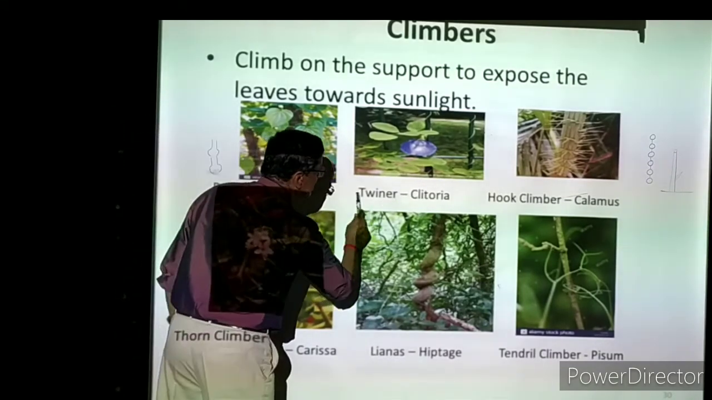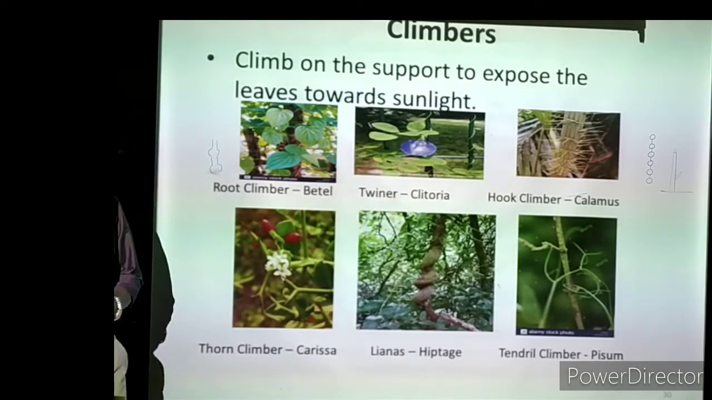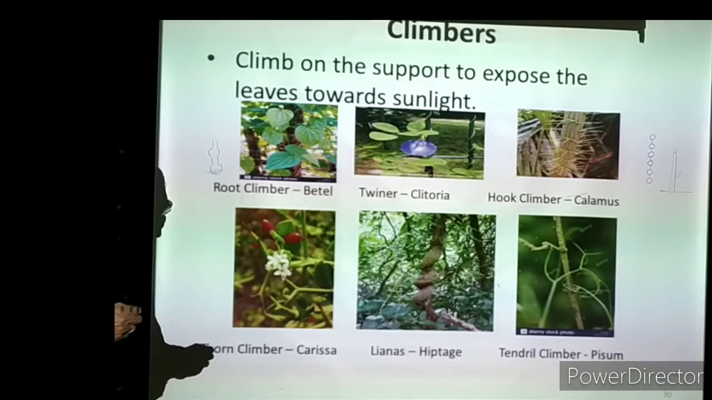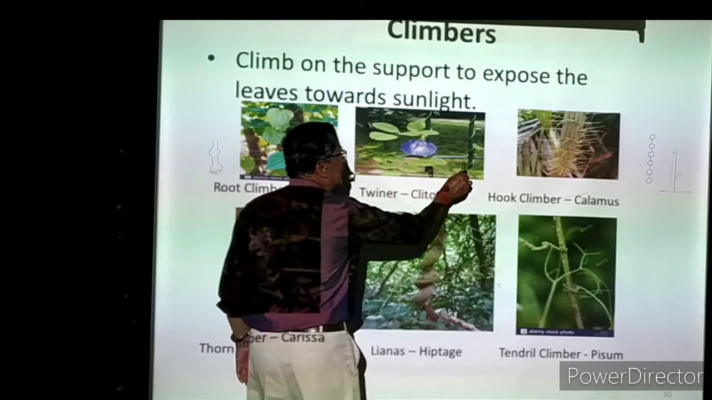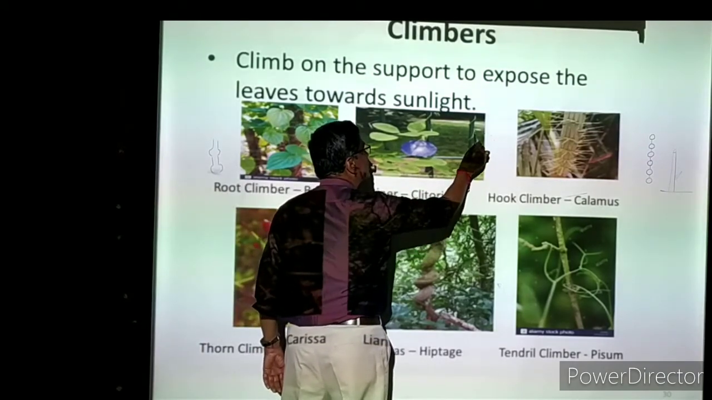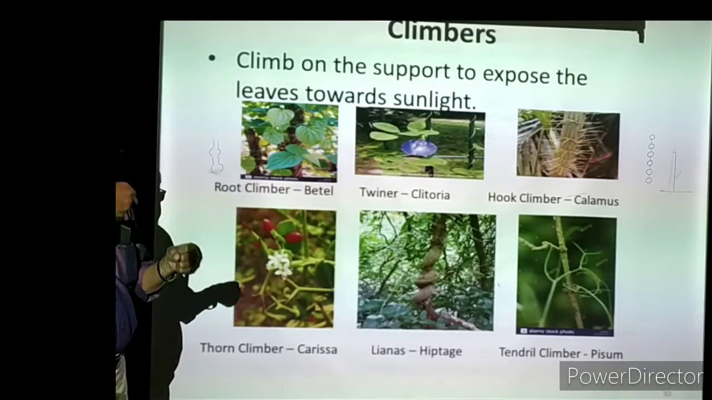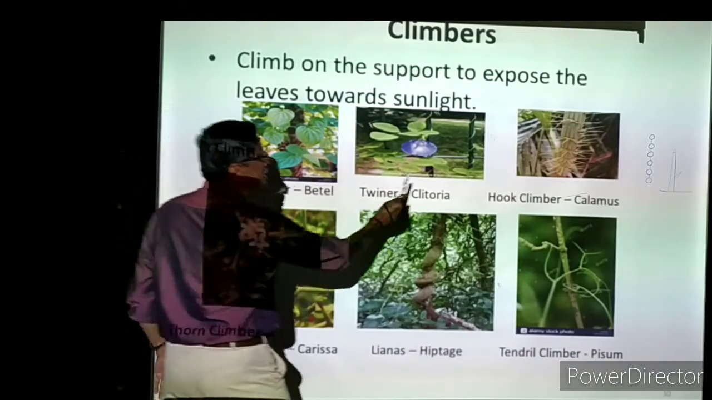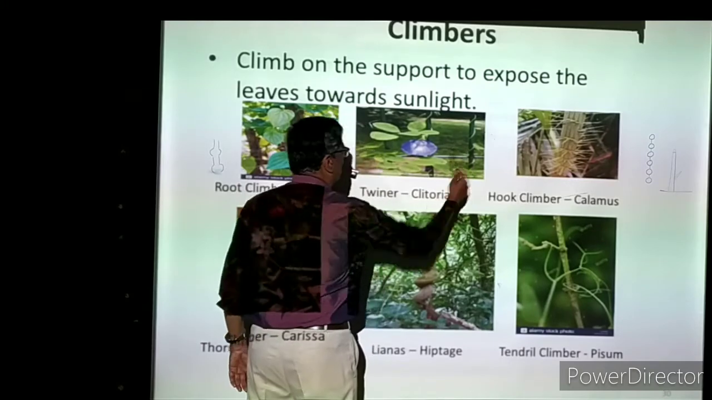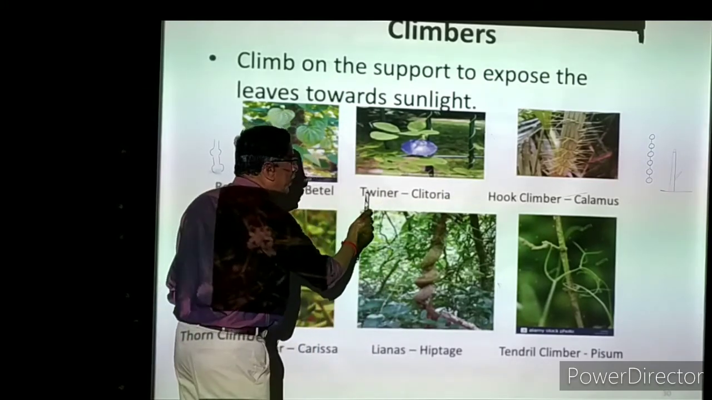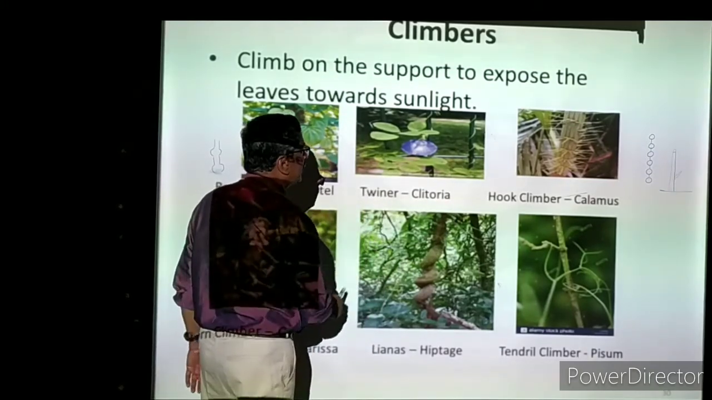The second one is twiner. The stem is very weak, but the roots are not produced, but the stem is tightly coiling around the supporting support. Okay, just like coiling around the support, holding it very, very tightly. So it is coiled like a spring over the support. That is called a twiner, twining around the support, twiner.